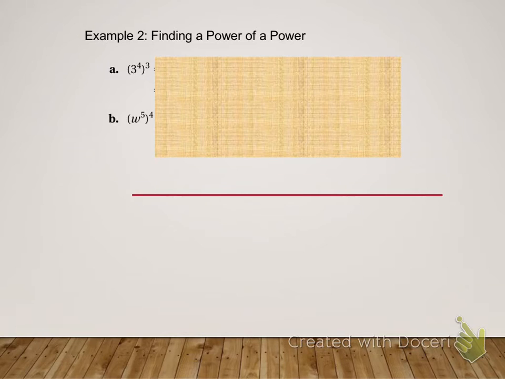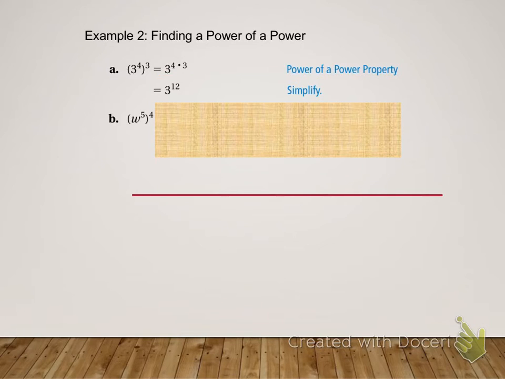Remember, when we find the power of a power, we're going to end up multiplying those two exponents together. So we keep the base the same. So we've got our 3, and then we've got 4 times 3 according to the power of a power property. And then we can simplify. 3 to the 12th. 4 times 3 is 12.